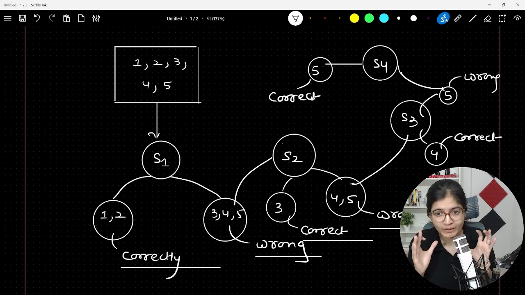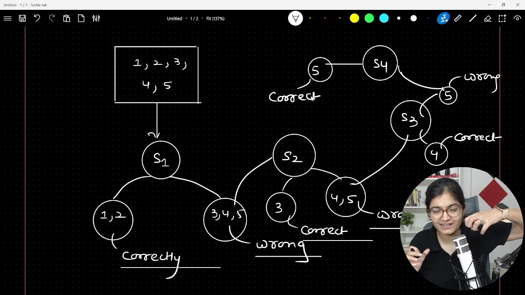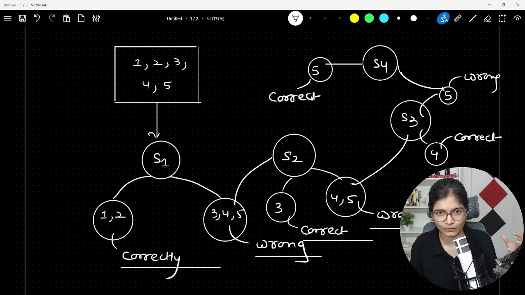But here you can observe that no single student, S1, S2, or S3 alone, is able to provide me the correct result. Only if I combine all the results from S1 to S4 can I say that I will be able to get the correct result.